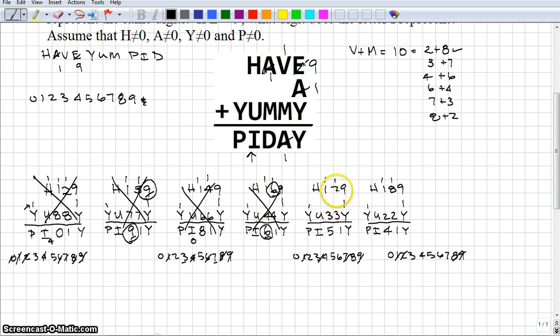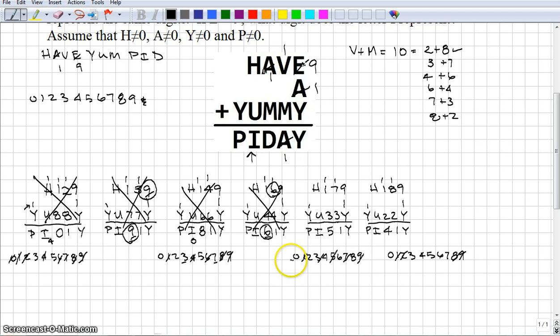V is 7 and M is 3. Okay, so we do the addition. We find out that D has to be 5. So let's cross out the numbers we already know are used. We know 1 and 9, 3 and 7, and now 5 are used. It looks like we're going to have the same issue because we don't have any consecutive numbers at all.